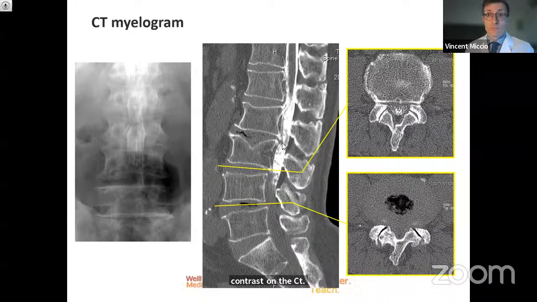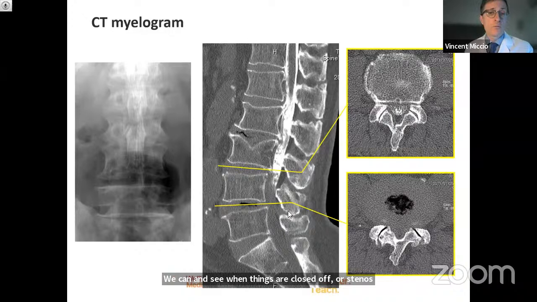That can be a helpful tool that we use. We often use that in patients who have had spine surgery or have hardware in place that would otherwise cause artifact on some of the other imaging modalities, such as MRI and, to a certain extent, CT.